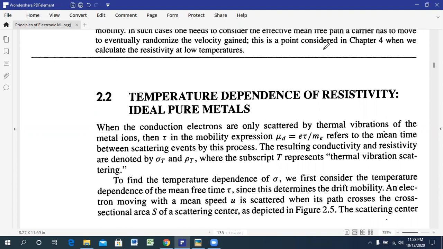Bismillahirrahmanirrahim. So let's start our second lecture. This one will be article number 2.2, the temperature dependence of resistivity.